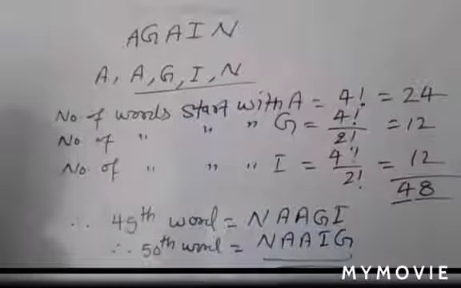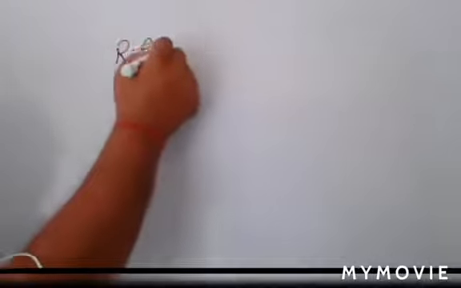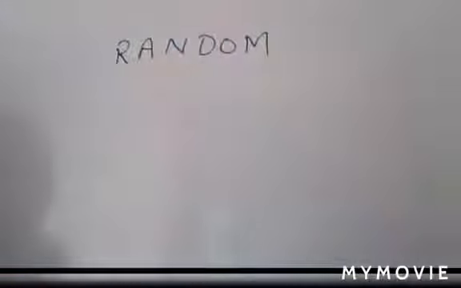The letters of the word random, R-A-N-D-O-M, are written in all possible orders, and these words are written out as in a dictionary. Find the rank of the word random.